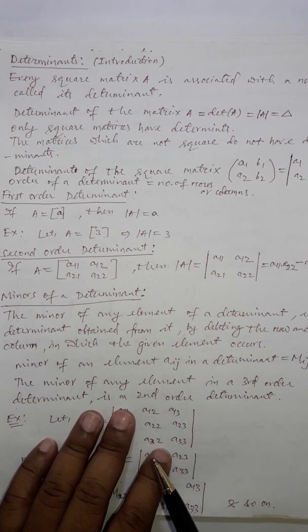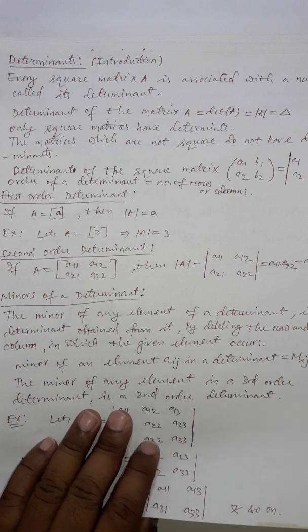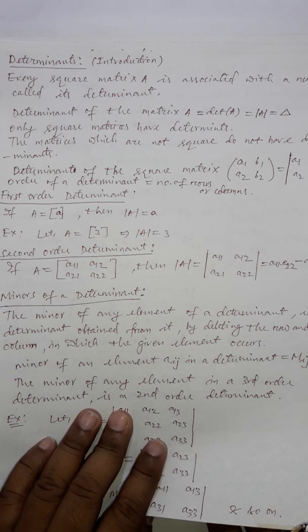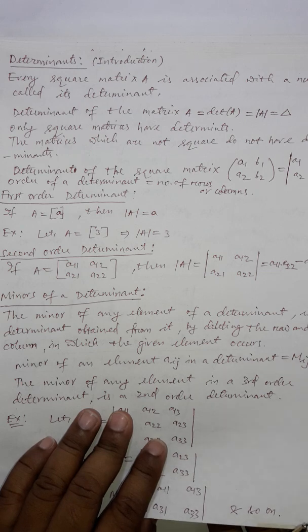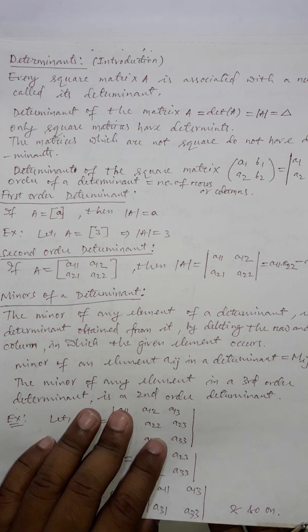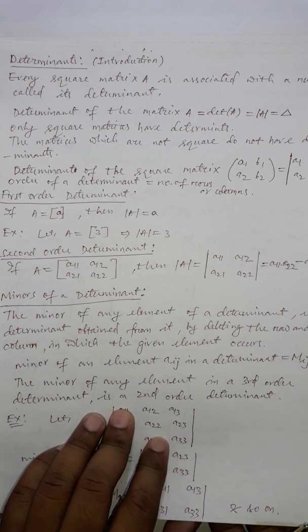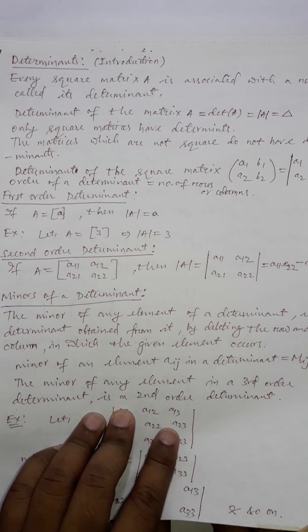and column. So, friends, we come to know that the minor of any element of a determinant is another determinant of one order less, and that is obtained by removing that particular row and column to which that element belongs.